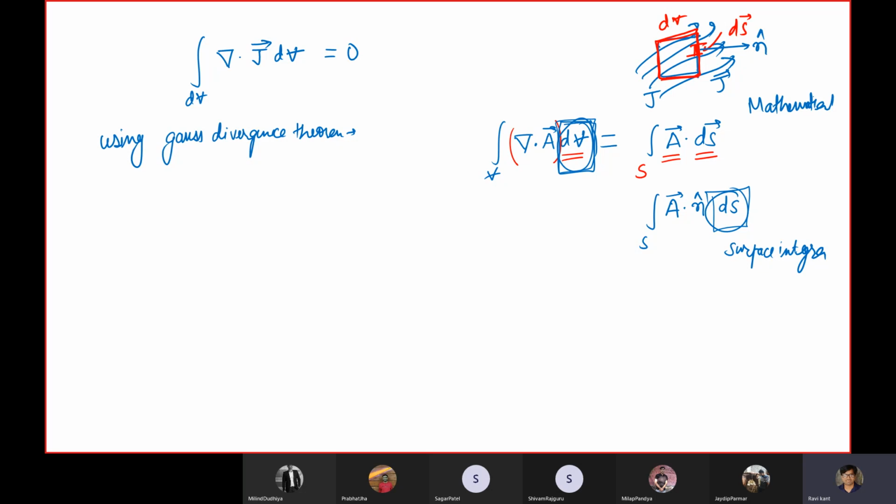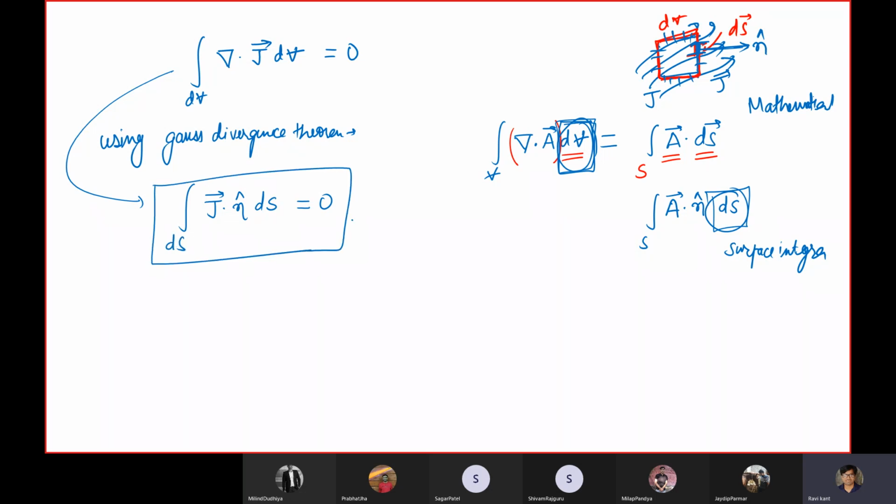So now, using Gauss divergence theorem, I can write this as J, the flux, any flux, the mass flux, momentum flux, or heat transfer flux, dotted with the unit normal vector, and this will be integrated through all the boundaries. This is your ds.